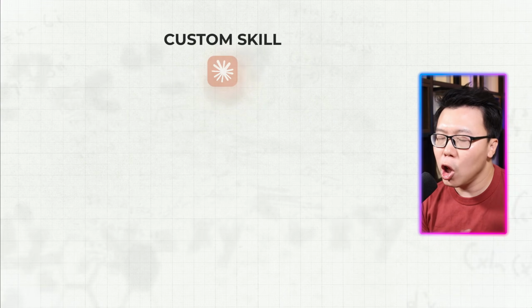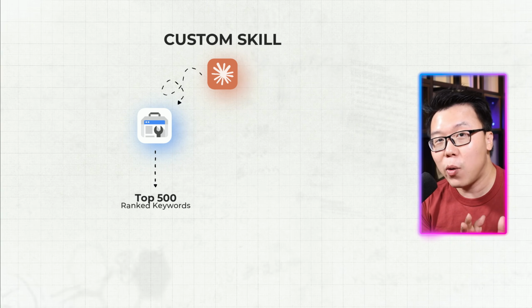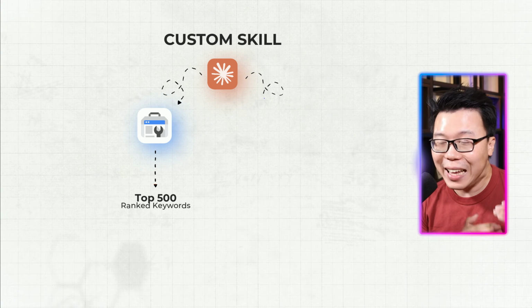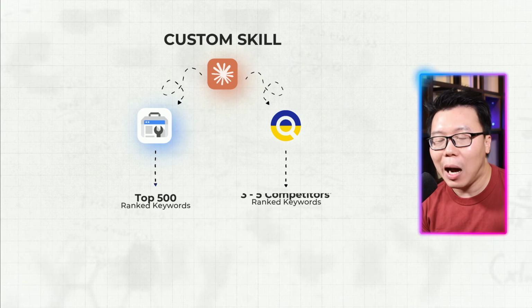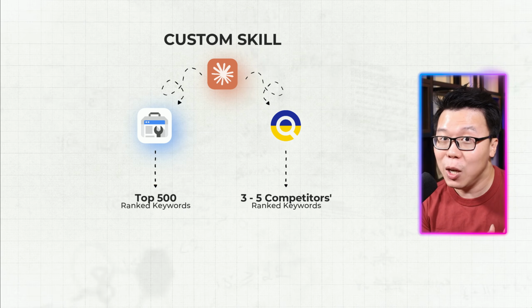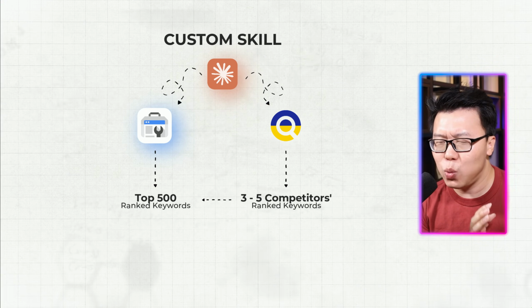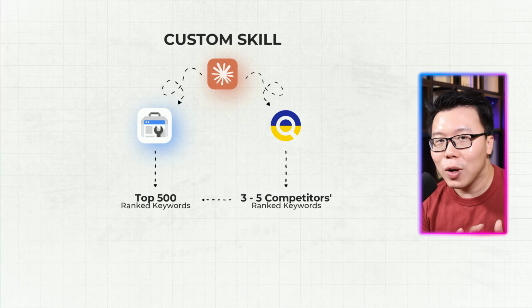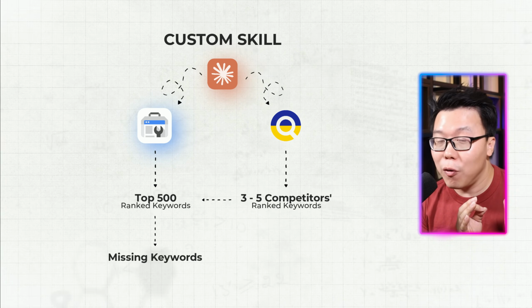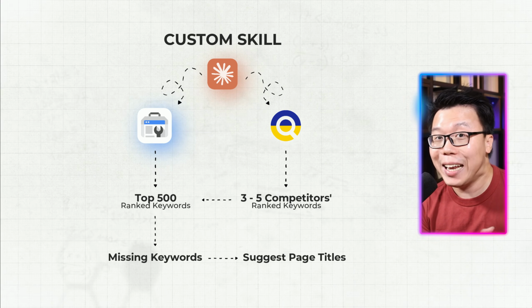Those SEO skills you find on the web are mostly for generic SEO tasks. So our first skill will do this. Claude will access our Google Search Console data to fetch the top 500 keywords the site is currently ranking for, and then it will use the Data for SEO MCP to pull keywords that our top 3 to 5 competitors are ranking for, particularly the brand plus feature keywords. Then Claude will match those feature keywords with the keywords our site is ranking for, and if there are feature keywords that our site is missing, it will flag those. And for those missing keywords, Claude will suggest page titles to create and optimize.